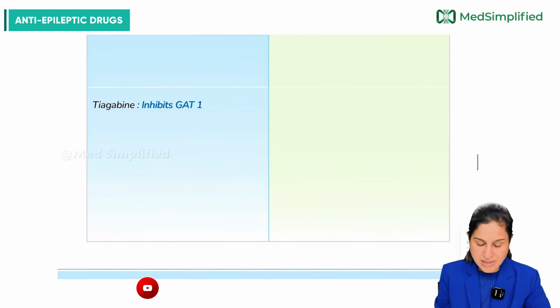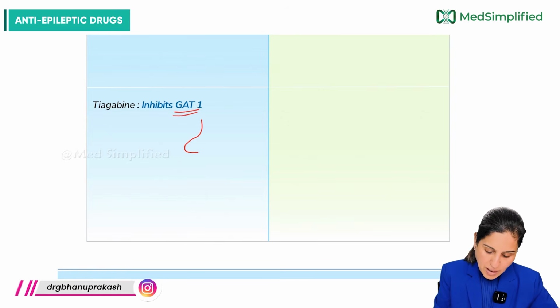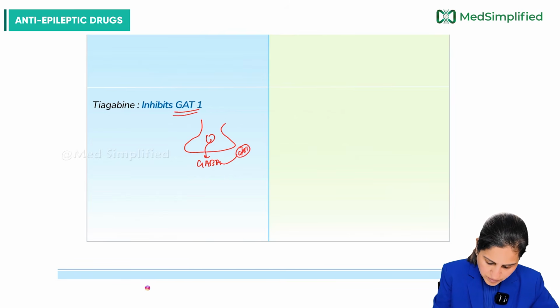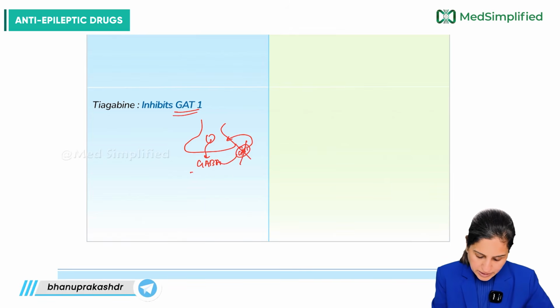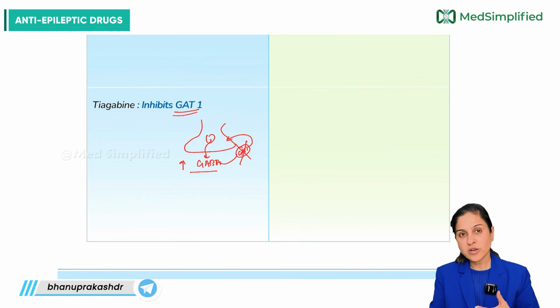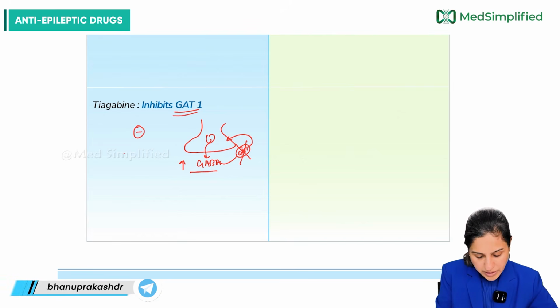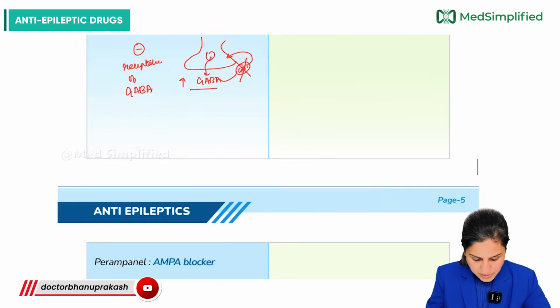Tiagabine is a drug which inhibits GAT1. What is GAT1? It is a transporter for GABA. The GABA which is released into the synaptic cleft gets taken back with the help of GAT1 into the presynaptic neuron. So if you block this GAT1, there is an increase in the level of GABA and it can act on the receptors for a longer period of time. So that is the role here. It inhibits the reuptake of GABA. Okay, that is important here.